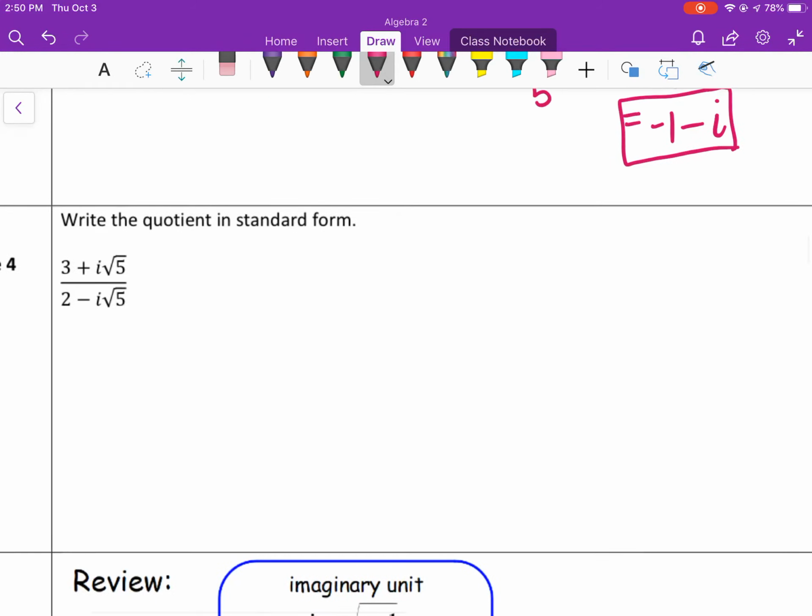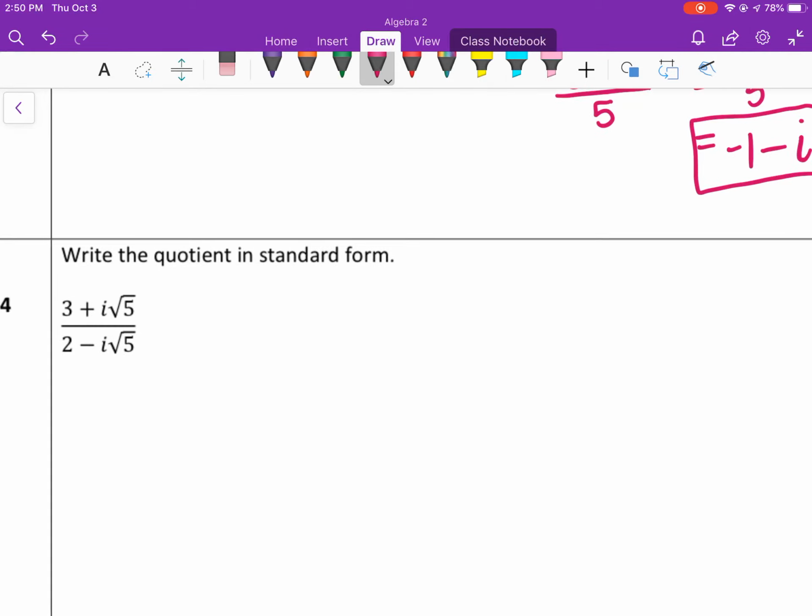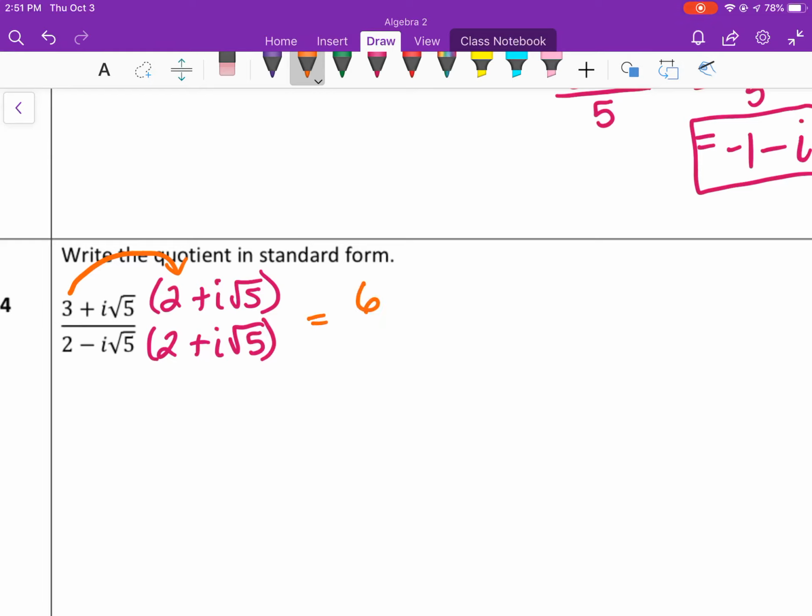Okay, one more. This one involves a square root, but essentially it's doing the same thing. We have 2 minus I square roots of 5 on the bottom, so our complex conjugate is going to be 2 plus I square roots of 5. Do the same thing on the top, 2 plus I square roots of 5. FOIL, 3 times 2 is 6. 3 times I square roots of 5 is just going to be 3I square roots of 5. Since 3 is a number on the outside of a square root, it goes together with the outside I, not the 5.